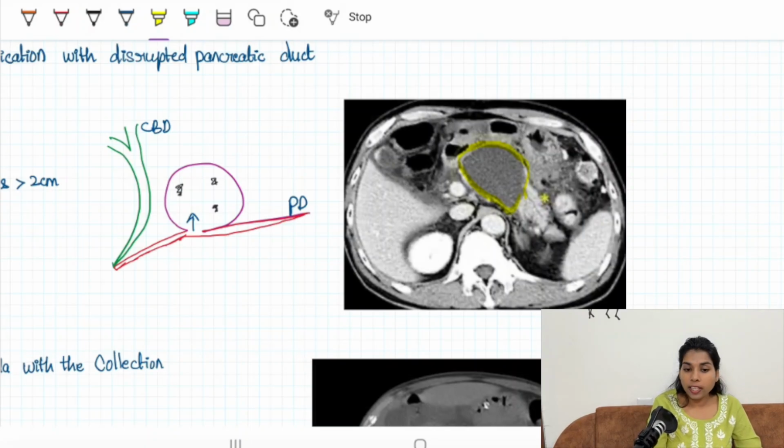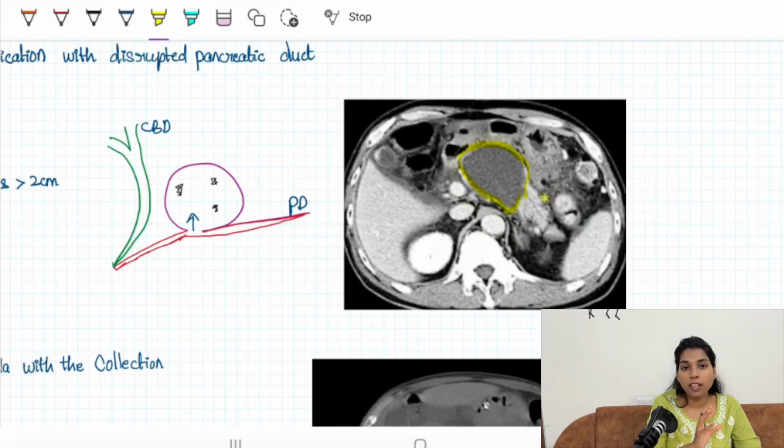And this necrotic collection in the center of the pancreas is having a connection with the pancreatic duct, meaning to tell there is necrosis in the center part of the pancreas, which has disrupted the pancreatic duct, and there is a connection between the pancreatic duct and this necrotic collection.